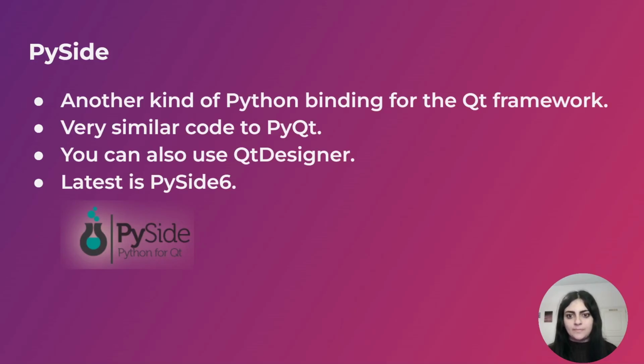Now, the next one is PySide. So this one is very similar to PyQt. I could have also combined them in one library, but they are totally different and they belong to 2 different companies. So it's another kind of Python binding for the Qt framework. So again, we have the Qt C++ library, and PySide is another Python library that also uses Qt, the C++ library. So it's super similar in terms of code to PyQt.